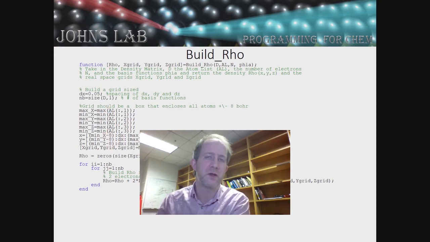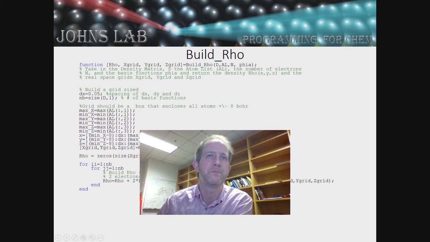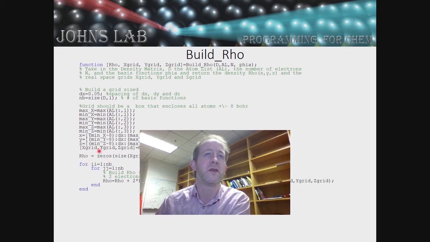Meshgrid is a function that will allow us to put out a grid in x, y, and z. This is a special built-in MATLAB function. We'll initialize rho to be the same size as the x grid, but all zeros. And then we're going to add to it: we're going to loop over each of our basis functions and multiply 2 times the density matrix element ij times basis function i times basis function j at x, y, and z. Looping over all of our basis functions, that'll give us our density in x, y, and z, and we'll output that as part of the function.